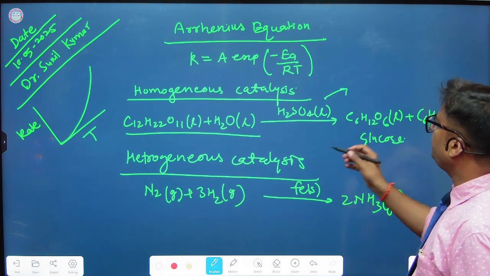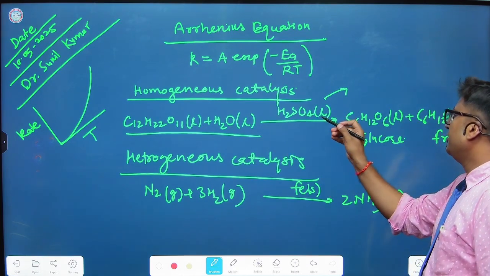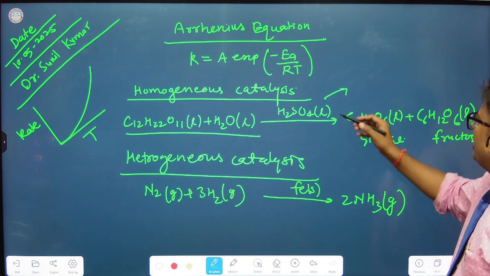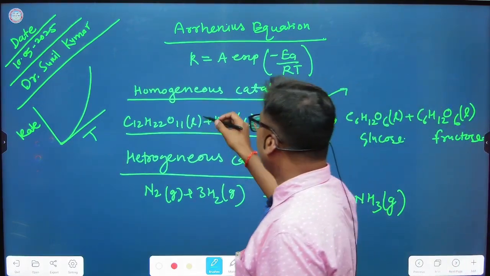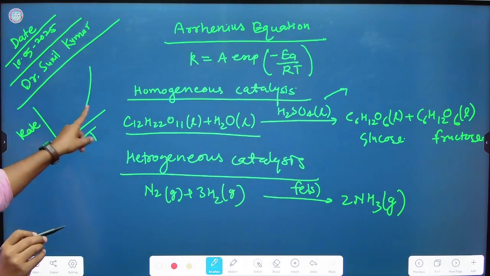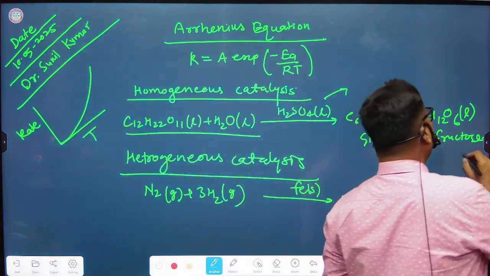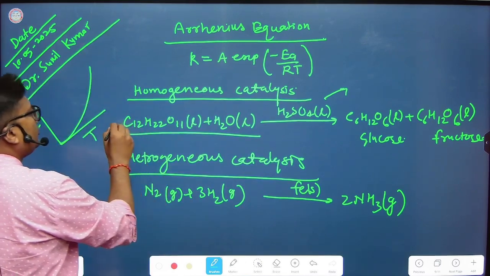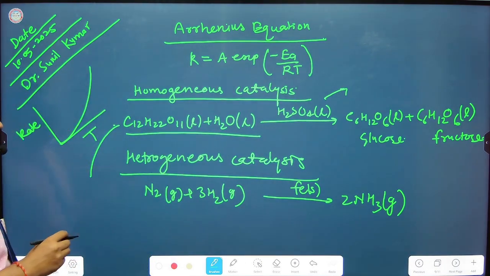So you can simply say all these reactants and this sulfuric acid are in the same phase, they are all in liquid state. So here this catalyst is used to speed up or enhance the rate of hydrolysis of this reaction to produce glucose solution and fructose solution in a liquid state. So such examples are homogeneous catalysis, and the catalyst used in this process is a homogeneous catalyst.